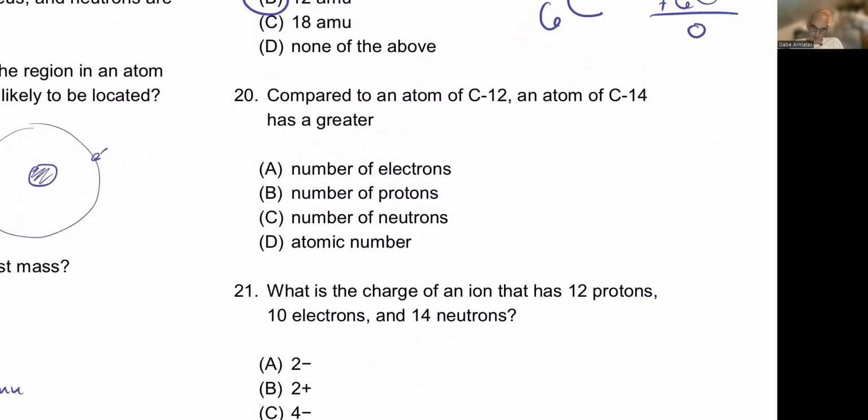Compared to an atom of C12, an atom of C14. Okay, so because they're both carbon, they have the same number of protons. So what's different about them? That's really what this question's asking. The protons are the same. And because they're both neutral, the electrons are the same as well. So they both have 6 plus, they also have 6 minus. The atomic number is the same thing, right? So anytime you have a different mass, you have an isotope. The only thing you have is a different number of neutrons, or a different mass.